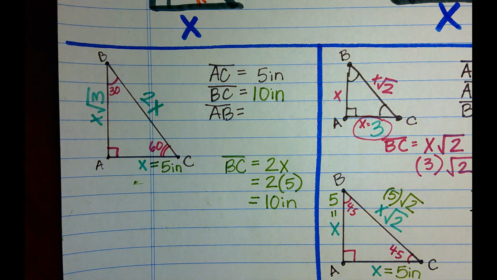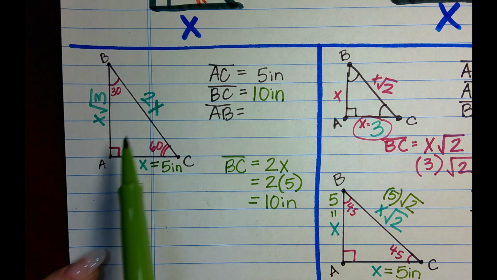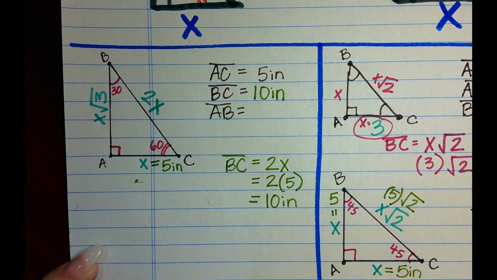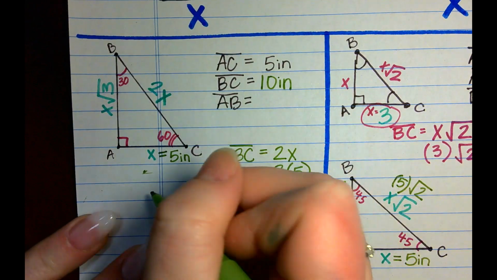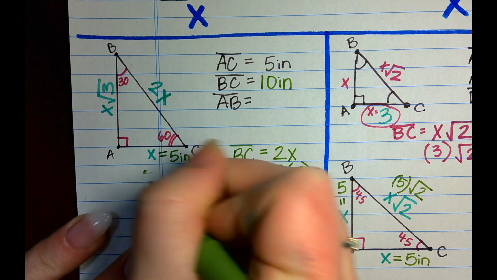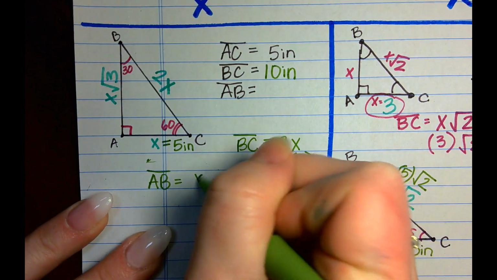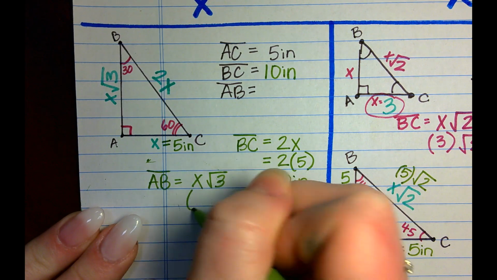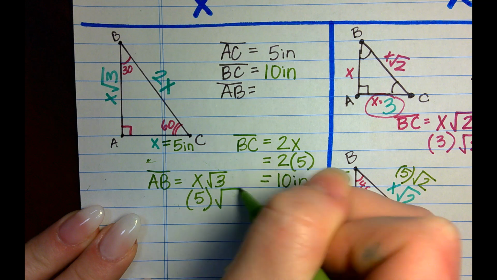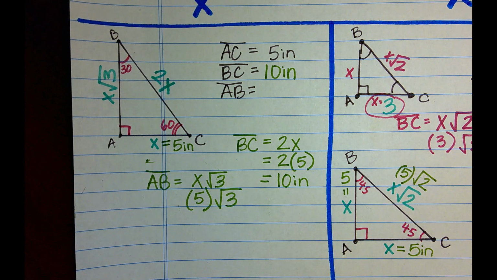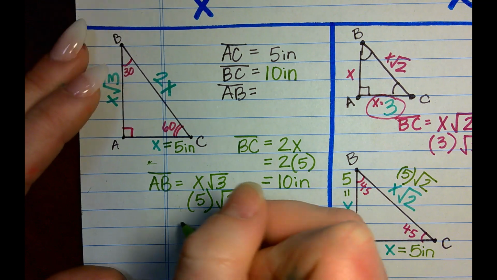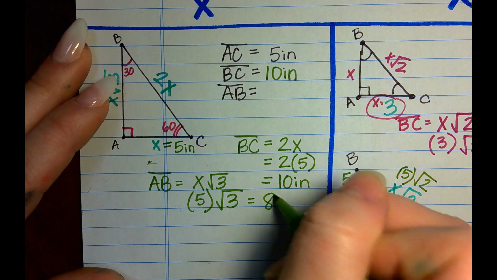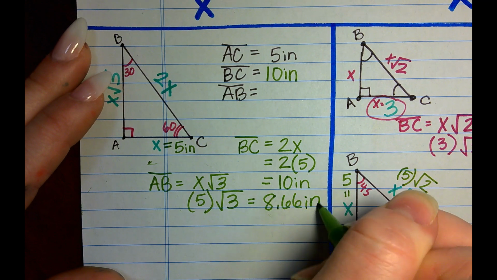All right. Now, how do we find AB? Plug in 5 for X. Yes, AB is 5 radical 3. We plug in 5 for X times radical 3. 8.66. Awesome. 8.66 inches.